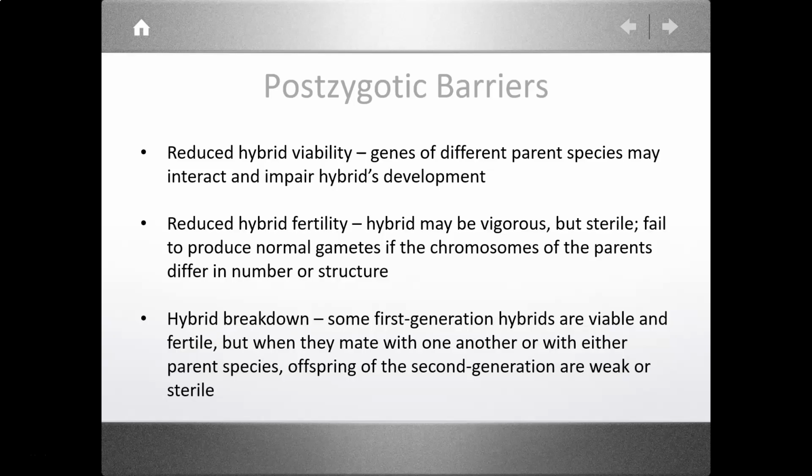Reduced hybrid fertility. Hybrid can be incredibly vigorous but sterile. This is your mule example. So you get a horse and a donkey to mate, they produce a mule. The mule is an excellent work animal. By all other indicators, should have incredibly great fitness, but because the definition of evolutionary fitness is reproductive success, the mule is completely wiped out of that race. Its fitness is zero. It can't reproduce.